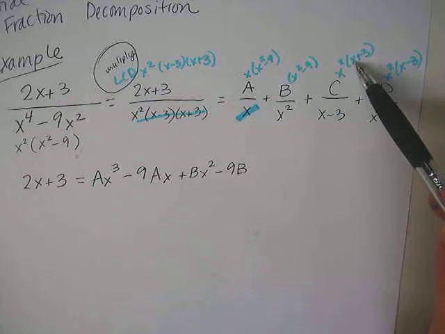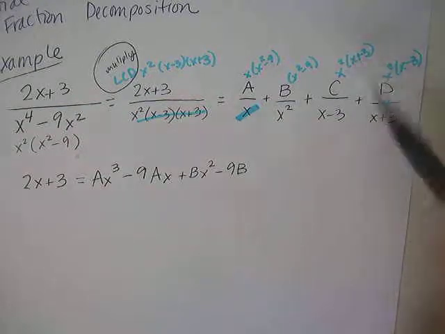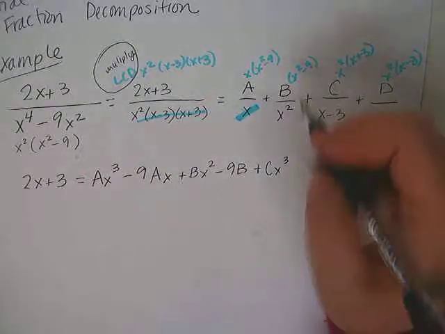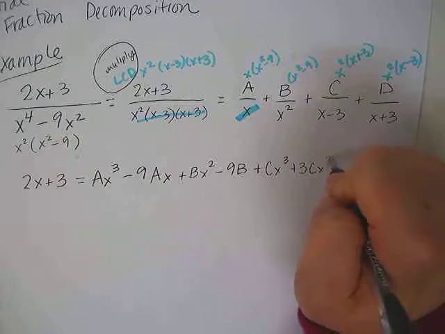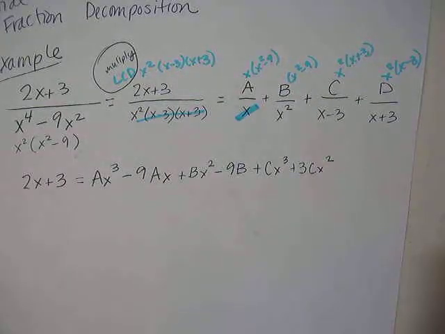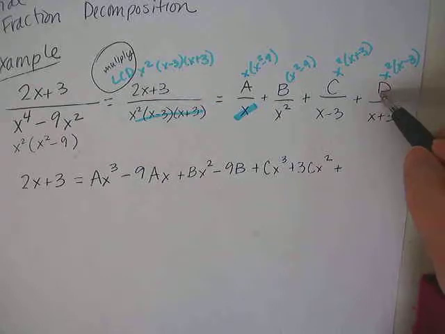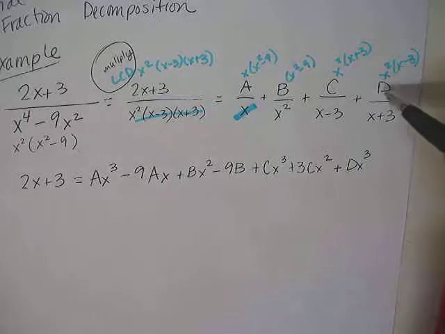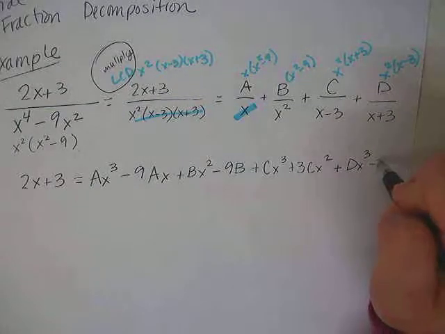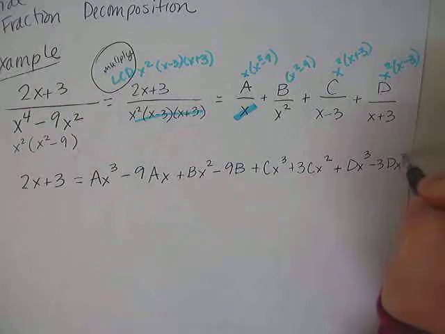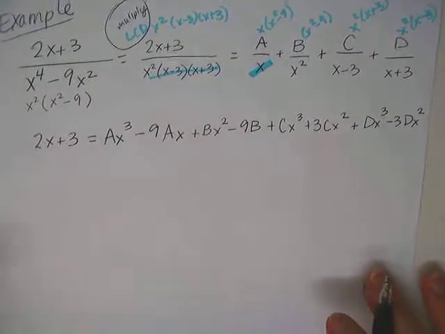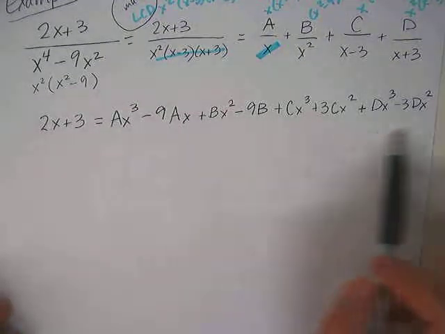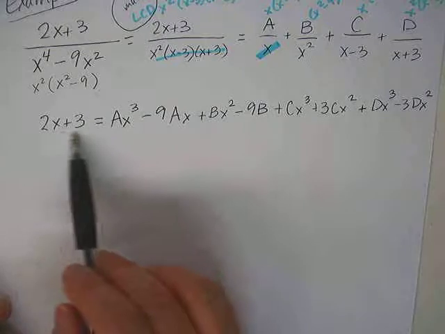Are you getting lost? Okay, now I'm going to do Cx squared distributed through x plus 3. So Cx squared times x is Cx cubed, and Cx squared times 3 would be 3Cx squared. And then last would be Dx squared times x, so Dx cubed, and then Dx squared times negative 3, so negative 3Dx squared. So is that everything? Okay.